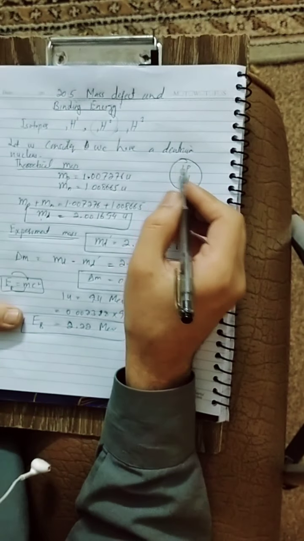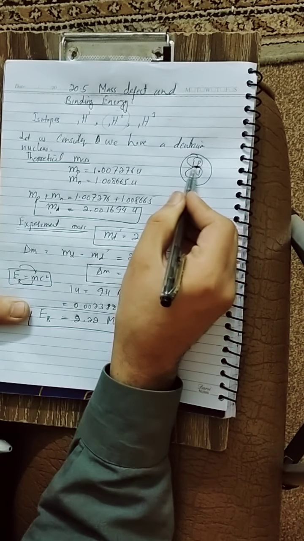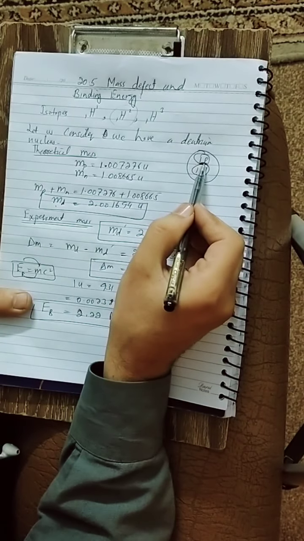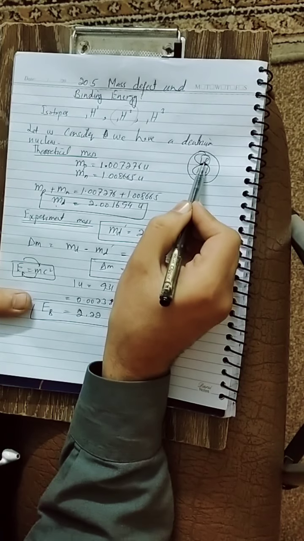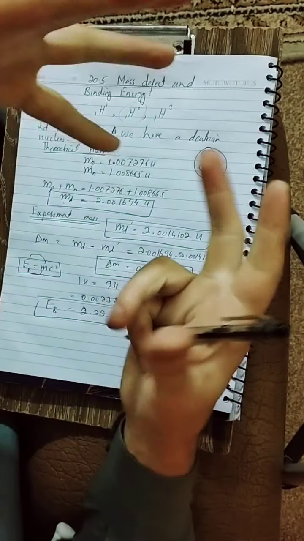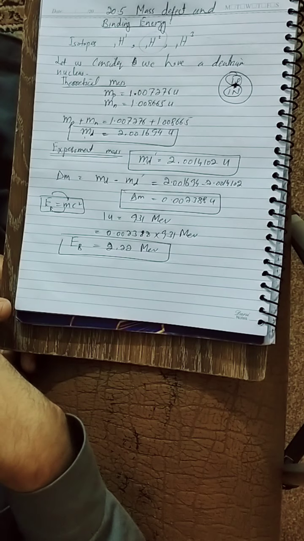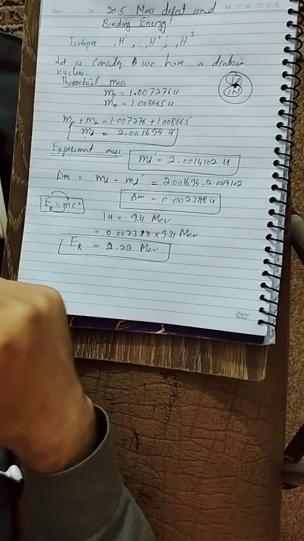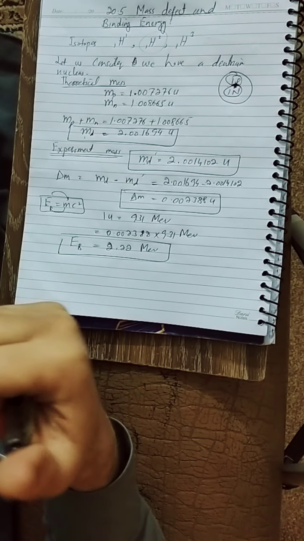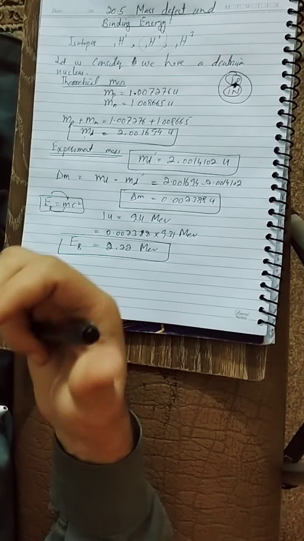What does it mean? It means the proton and the neutron have some mass defect between one another. That mass defect is converted into binding energy, and by that binding energy the proton and neutron are bound to one another. So this binding energy arises from the mass defect. This binding energy shows the stability of the nucleus. If the binding energy per nucleon is greater, the nucleus will be more stable.